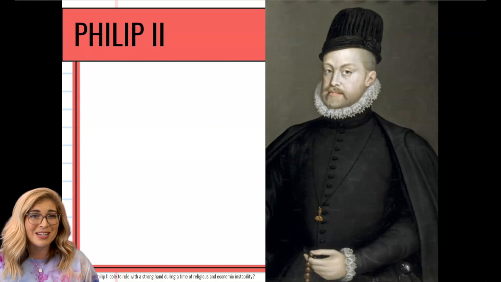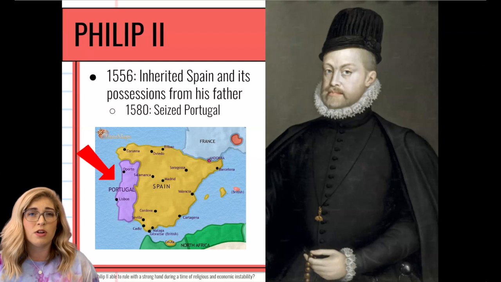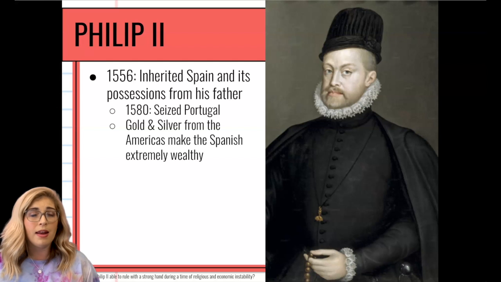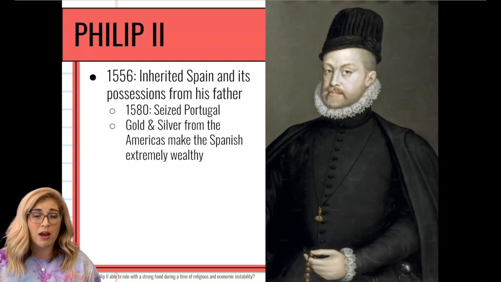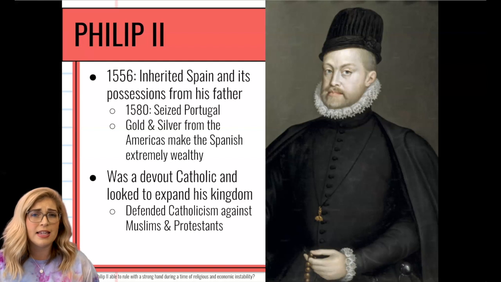Enter Philip II, lovely portrait of him. By 1556, he inherits Spain from his father as well as all of Spain's possessions. By 1580, he decides to also seize Portugal, which is the narrow strip of land that's adjacent to Spain. And he acquires gold and silver from the Americas. Again, this makes the Spanish Empire extremely wealthy at the time. He was a devout Catholic, and he's looking to expand his kingdom. I mention the fact that he's a Catholic because it's going to get him into some squabbles.